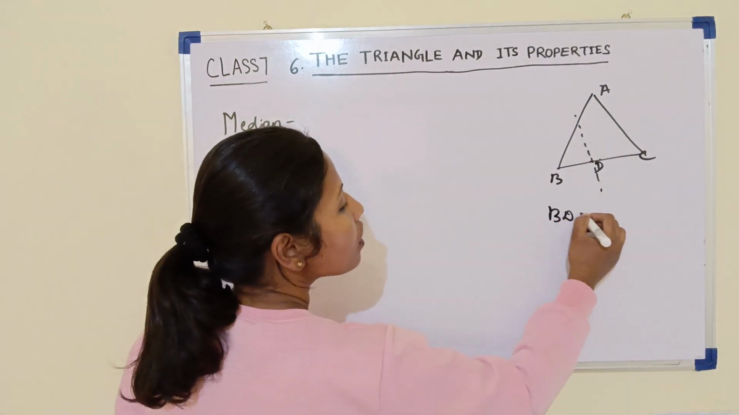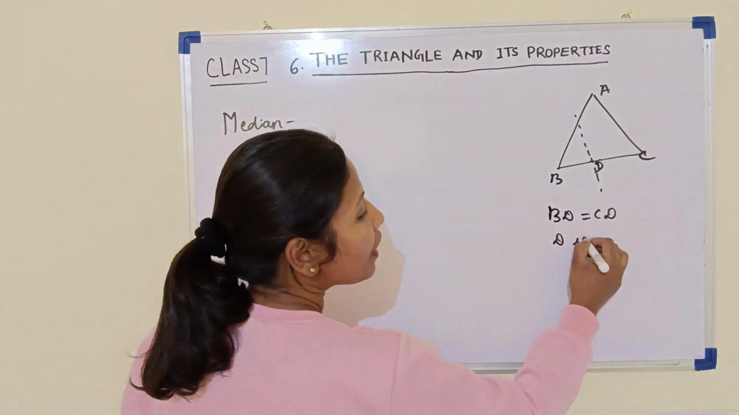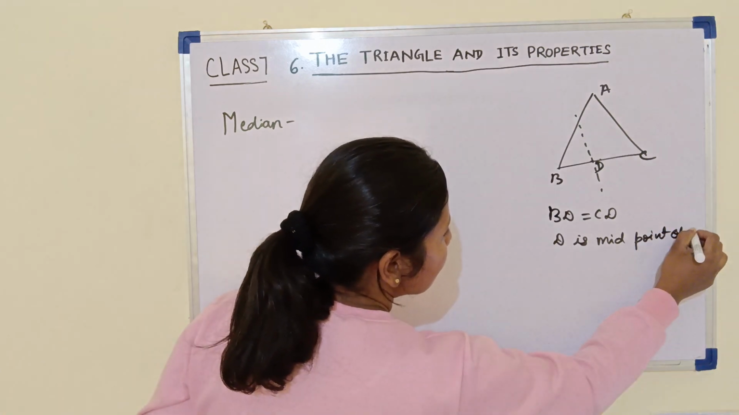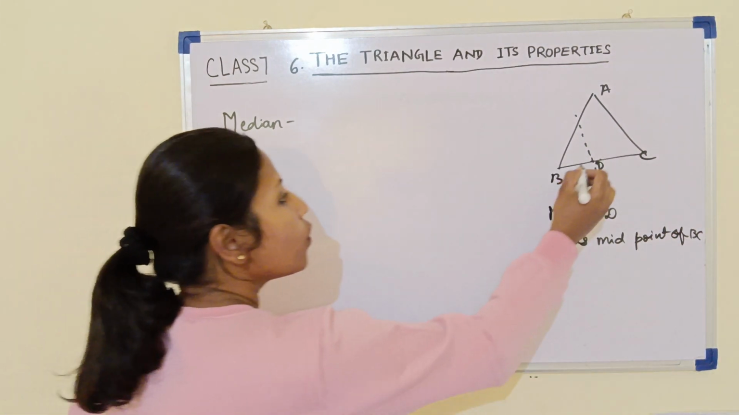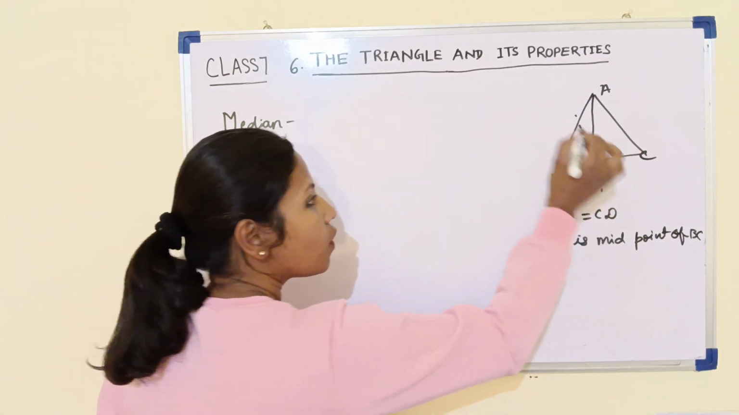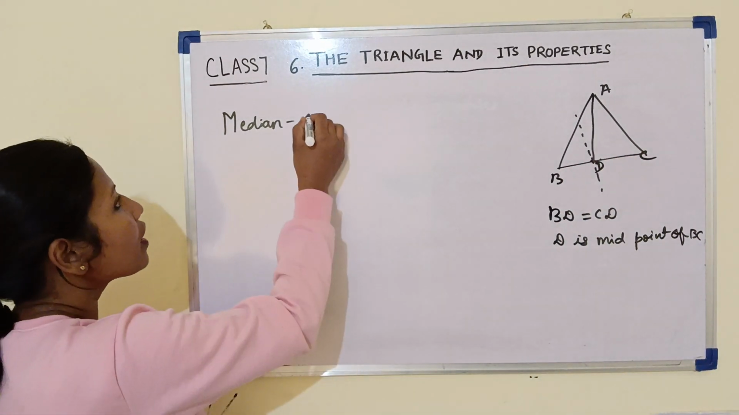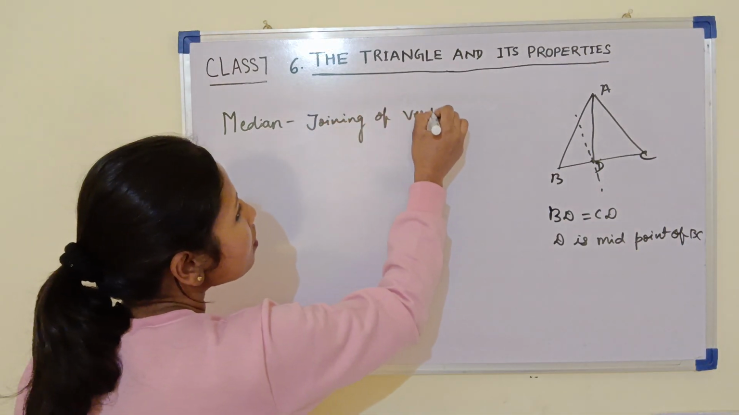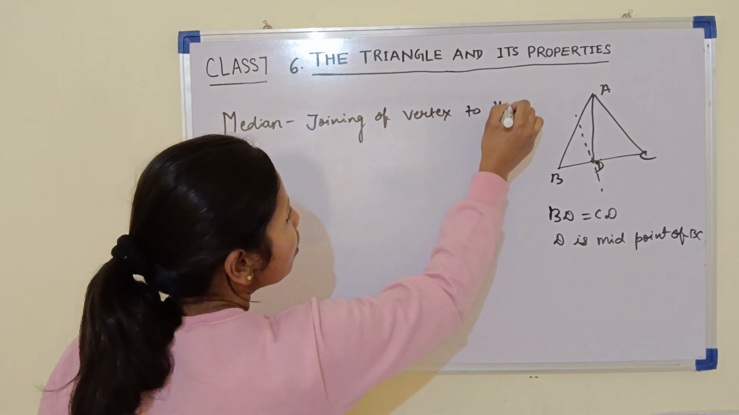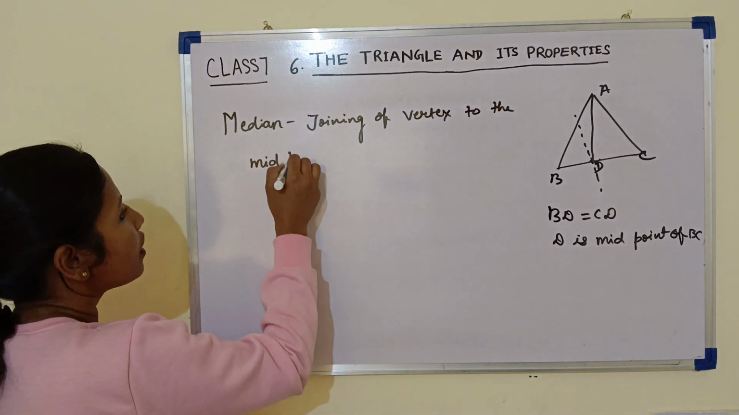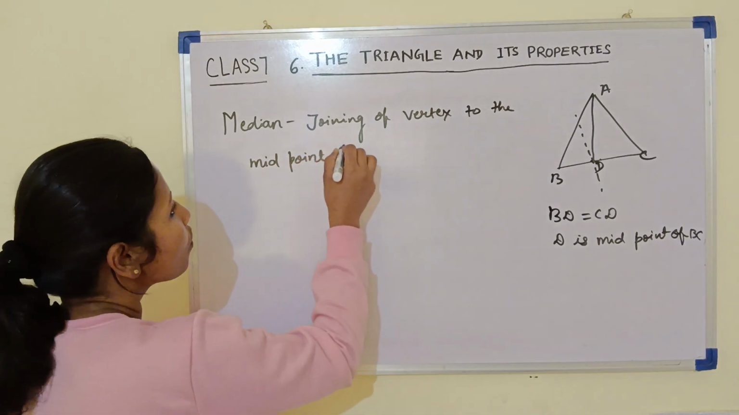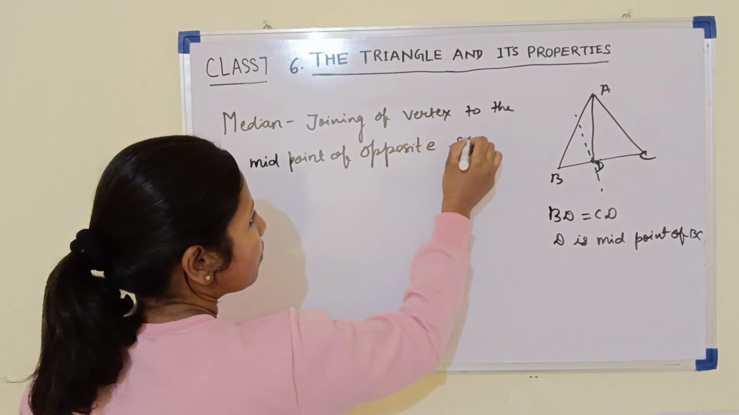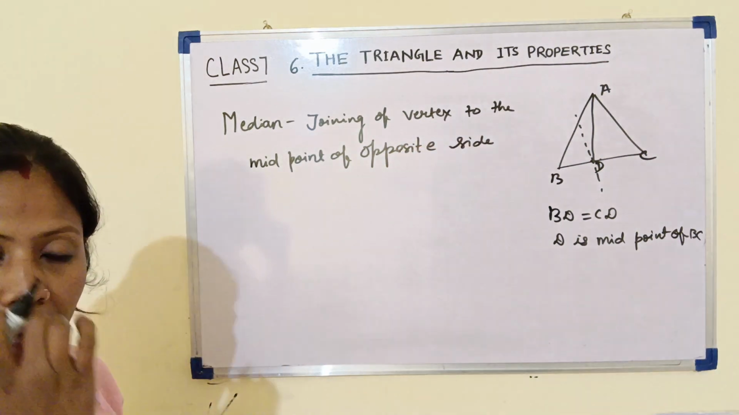Here BD is equal to CD and D is the midpoint of BC. Okay, and now you join this D to A. This is called a median. What? Joining of a vertex to the midpoint of the opposite side. That is called a median.